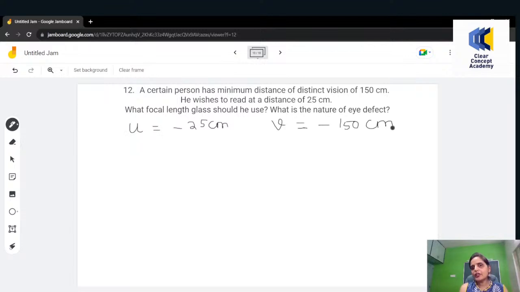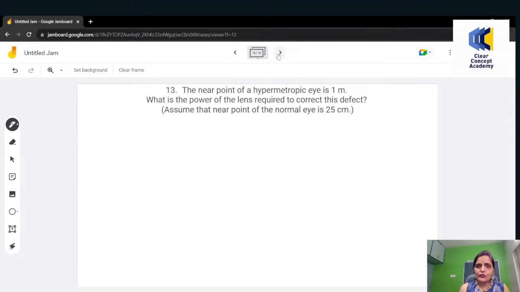So you can see that when they are talking about minimum distance, it is about the near point. Therefore, the defect is hypermetropia. The lens that should be used is the convex lens. So focal length has to be positive and power of the lens should also be positive. I hope that you will be able to solve this question the way we solved the earlier question using the lens formula. Okay. Let's move on to the next question. In case of any difficulty or doubt, you can reach me through the chat. I will definitely respond to you and I can provide you the detailed solution if required.